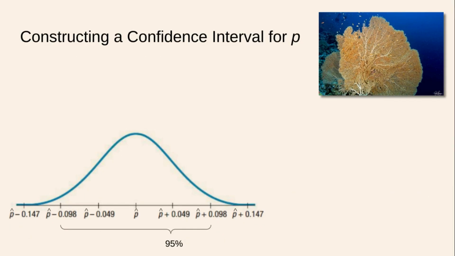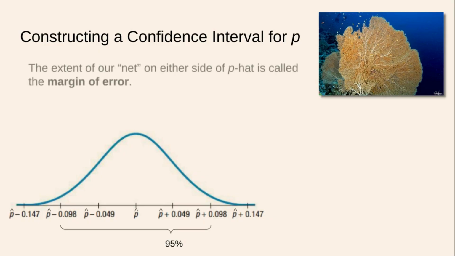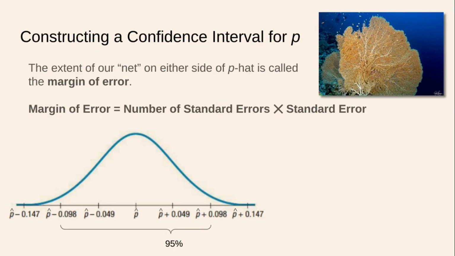So we're going to continue our work constructing a confidence interval for P, now that we have that change of perspective and we're working with a bell curve centered at P hat. The extent of our net on either side of P hat is called the margin of error. The margin of error is the extent of our net on either side of the sample proportion, that net we use to try to capture the true population proportion. The margin of error is equal to the number of standard errors we proceed out in either direction from the sample proportion times the size of the standard error, which we've already computed to be about 0.049.